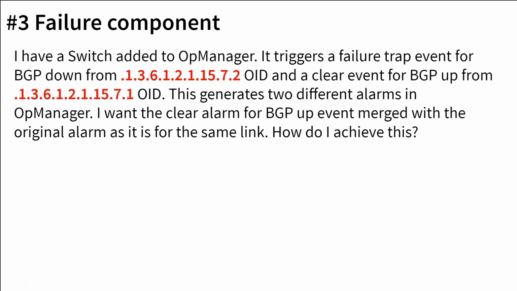So let's see what we have here with failure components. I have a switch added to OpManager. It triggers a failure trap event for BGP down from one OID, and a clear event for BGP up from another OID. So this generates two different alarms in OpManager. I want to clear the alarm for the BGP up event and merge this with the original alarm because it is from the same link. So how do I achieve this?